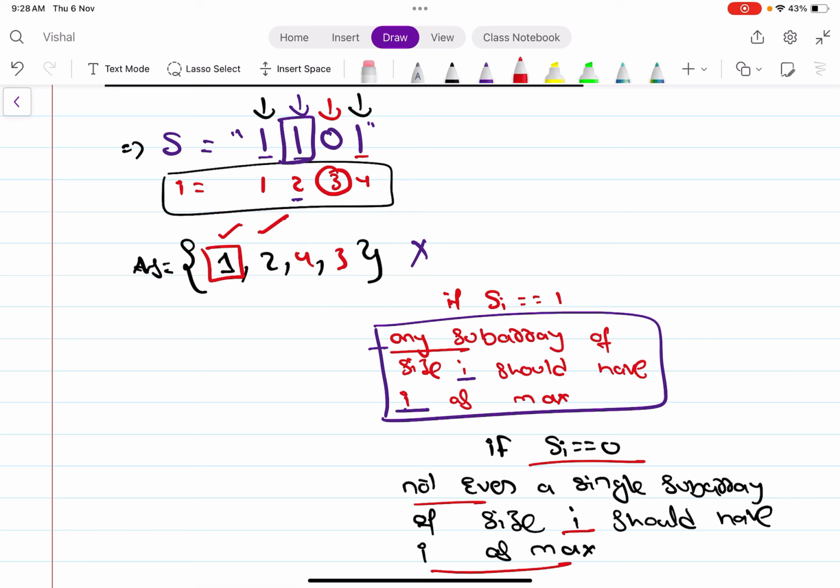Now what does the last value say? The fourth character is 1. That means, can you have 4 as maximum in a subarray of size 4? The answer is yes. So this is what the question is saying. Of course, there can be multiple answers, and you have to generate any one.